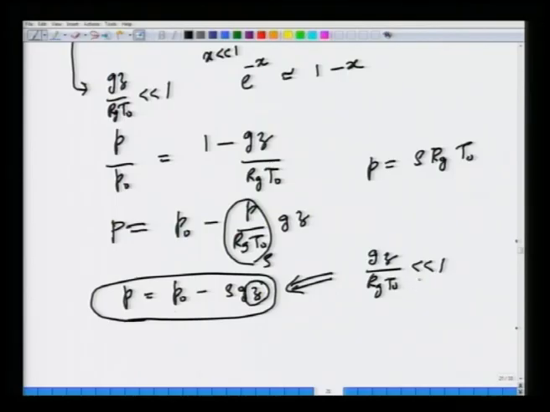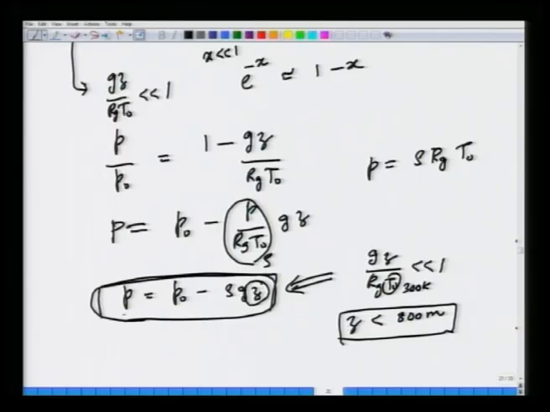So, when is this considered to be small? Well, when z is less than 800 meters roughly. If you plug in values of g and Rg for air and T naught to be 300 Kelvin, you will find that this is small when z is less than 800 meters. So, when you are looking at applications, even if you assume air to be compressible, when the elevations are not large, this linear variation in pressure with respect to the vertical distance is a very good one.